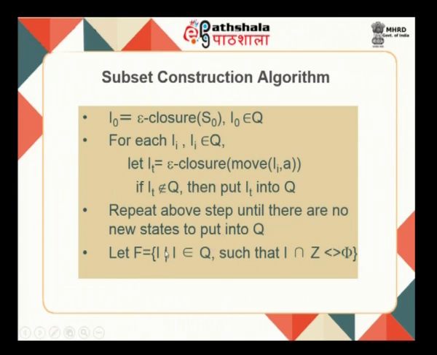Let F is equal to set of all I such that I belong to Q such that I intersection Z is not equal to null. This is what we said. You have to include all the states of your DFA that has the final state component of your NFA. Okay. And that is why we say I intersection Z should not be equal to null. What is Z? Z is your final state of your ENFA, I is the final state of your DFA.